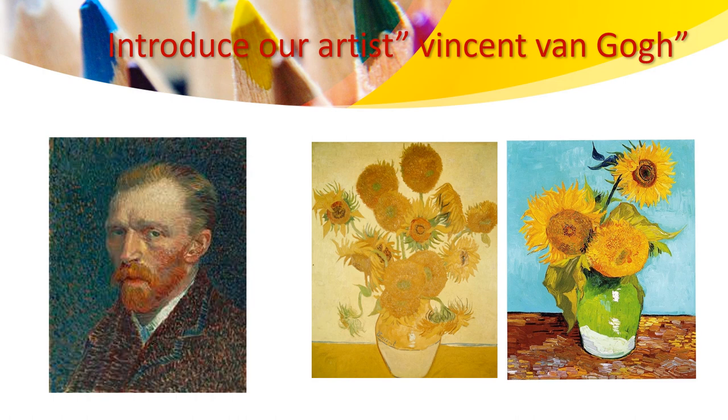We will study how Vincent van Gogh drew flowers using different colors. By different colors, I mean, if you look at these flowers, you can figure out they are yellow, dark yellow, and light yellow.